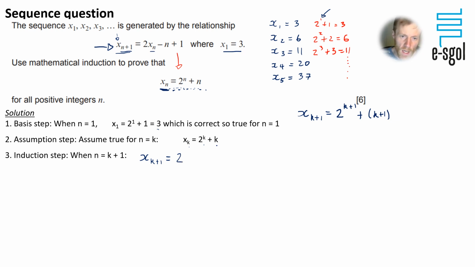Now x k minus k plus 1. So I'm just replacing the n's here with a k. What would be nice is if I had an expression for x subscript k, and I do, so I'm going to replace the xk for that bit there. So x subscript k plus 1 equals 2 bracket 2 to the power of k plus k, minus k plus 1.